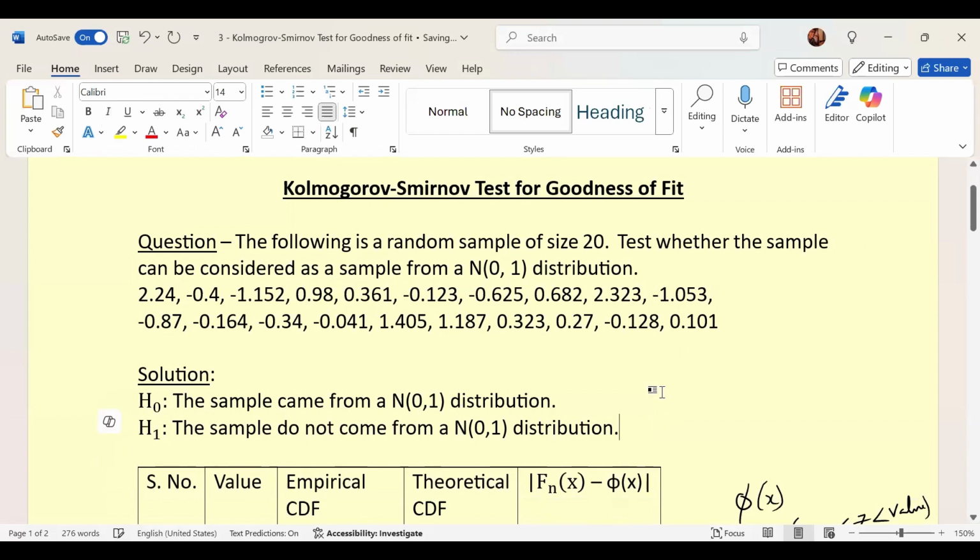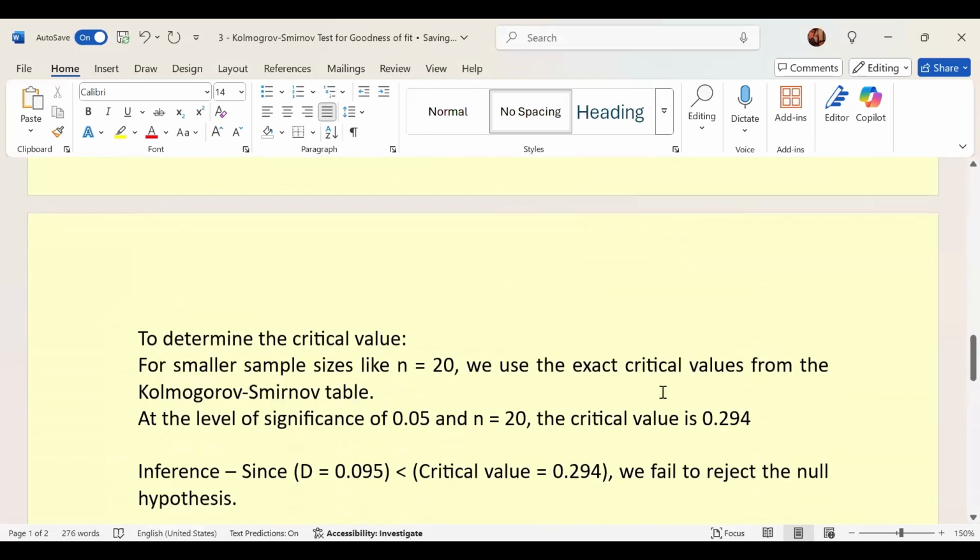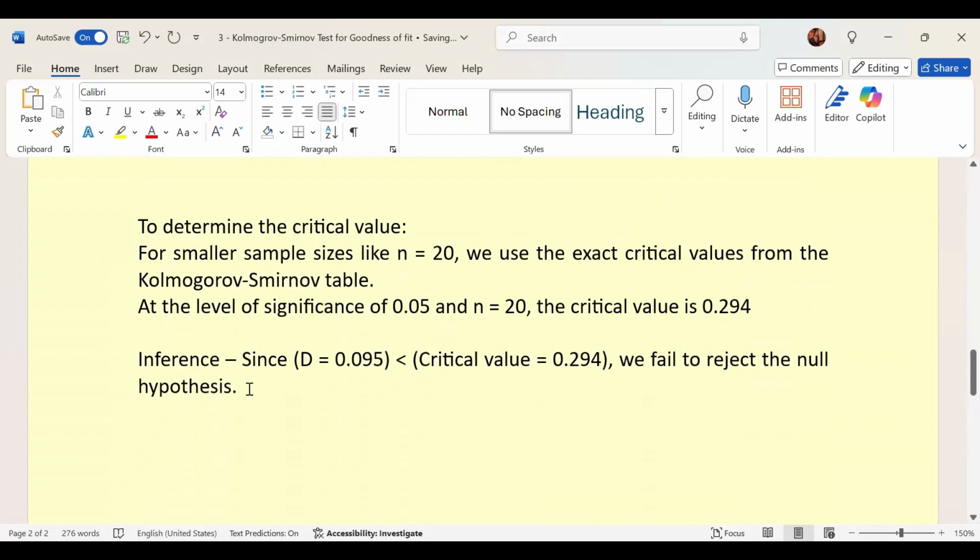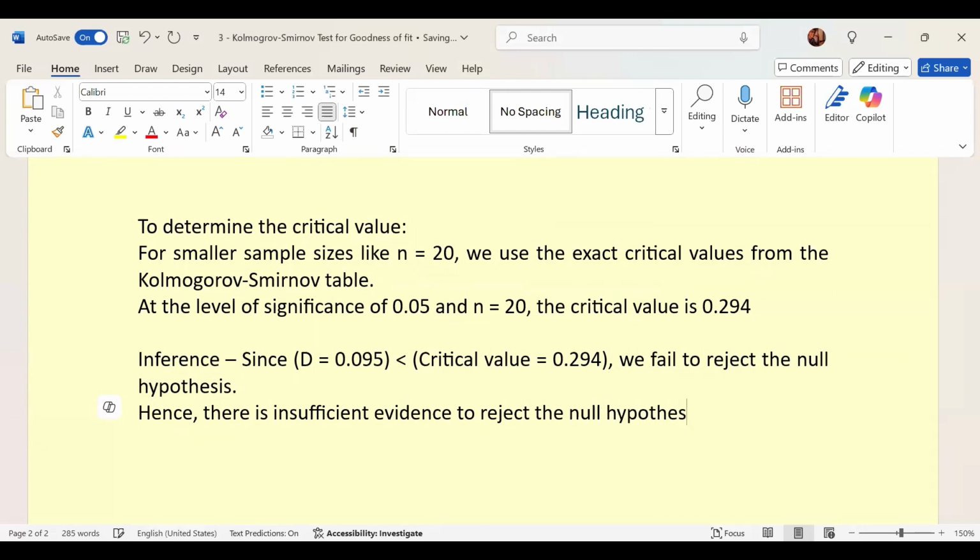So here we can conclude in the inference that we fail to reject the null hypothesis. Hence, there is insufficient evidence to reject the null hypothesis, and hence we accept it. So that will be the solution for this question.